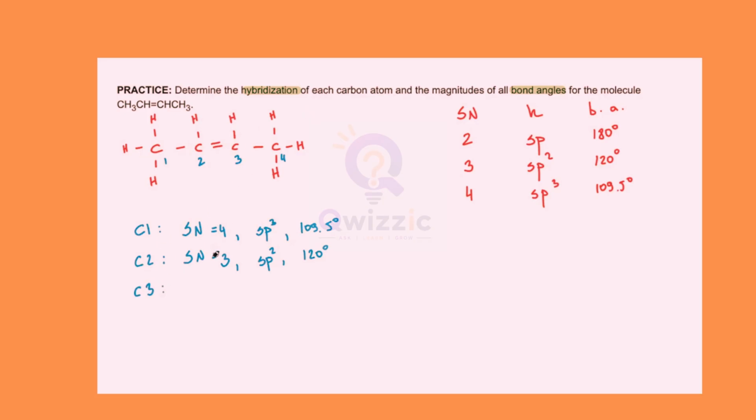Carbon 3, nothing changes. The steric number is 3. Hybridization is sp2 and the bond angle is 120 degrees. Carbon 4, 1, 2, 3, 4, once again we have a steric number of 4. Hybridization would be sp3 as we know, and the bond angle ideally would be 109.5 degrees.